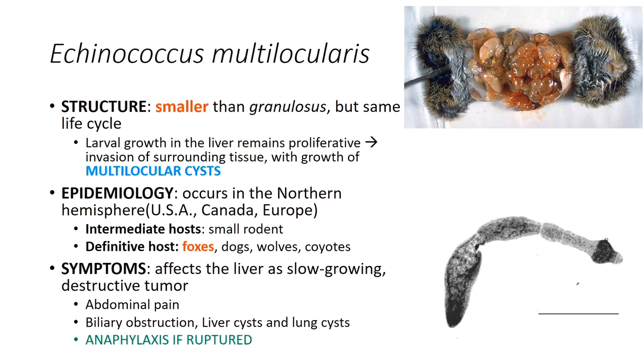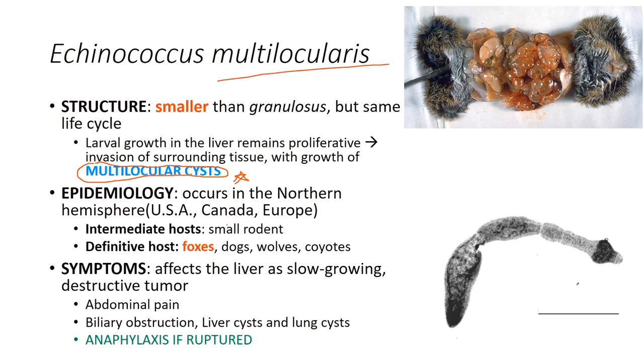It's smaller than granulosus, same life cycle and everything like we talked about. However, the end result is the daughter cells don't really degrade. It actually makes these multilocular cysts, so that's a key feature of this, which is nice because it's literally called multilocularis, so it makes it easier for you.